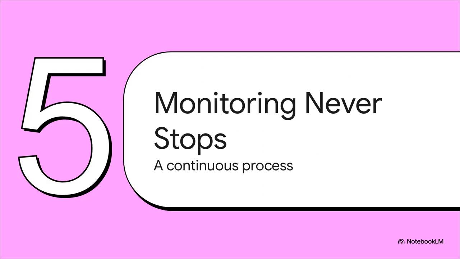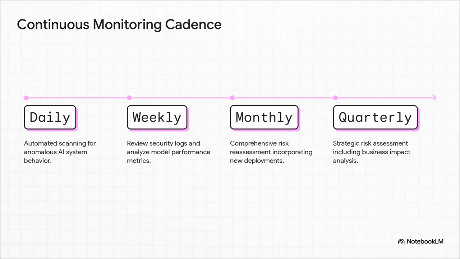But remember what we said at the very beginning. This isn't a one-and-done project. With AI, the job is never really finished. And that brings us to our final, absolutely crucial point: continuous monitoring. The big takeaway here is that AI security isn't a task, it's a rhythm. It needs a consistent cadence. This timeline lays it out perfectly.